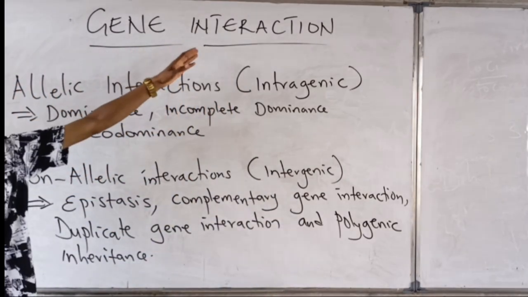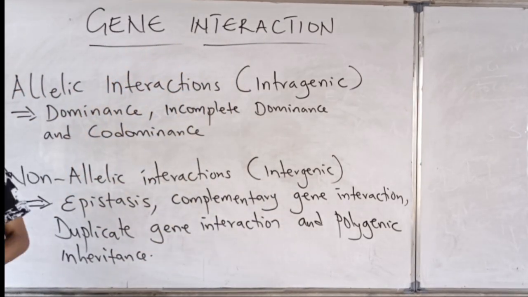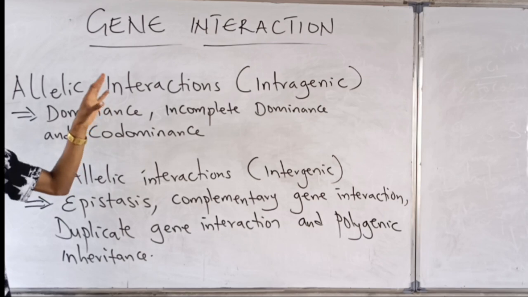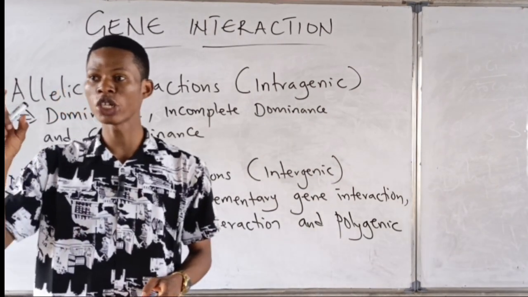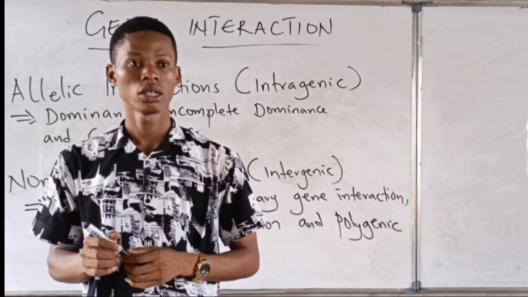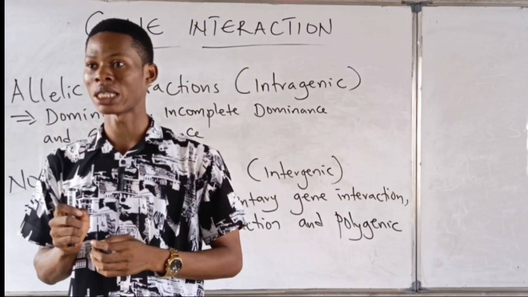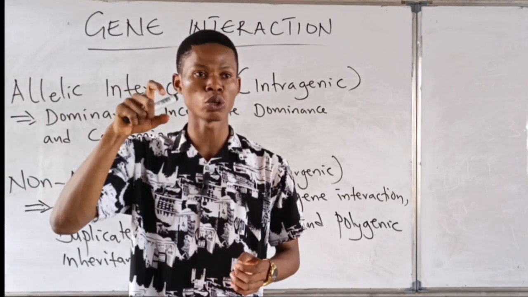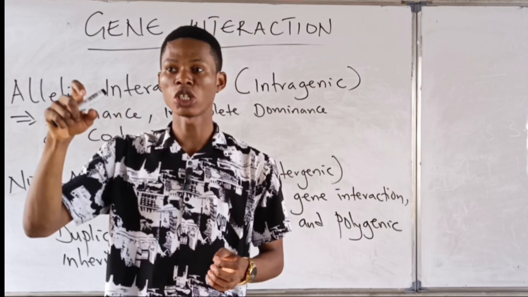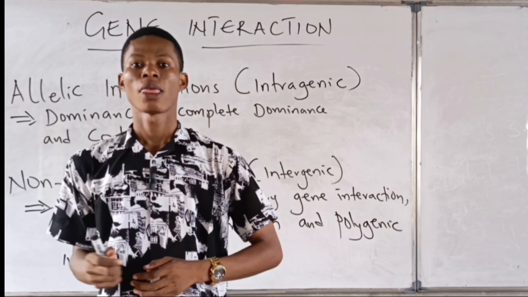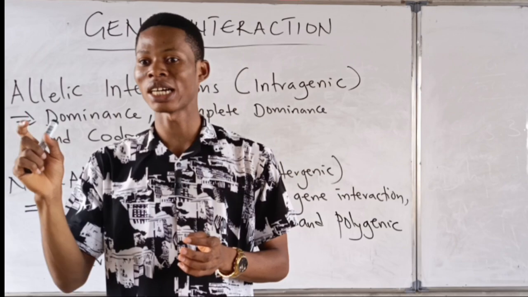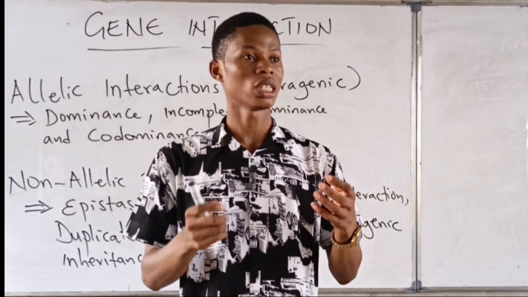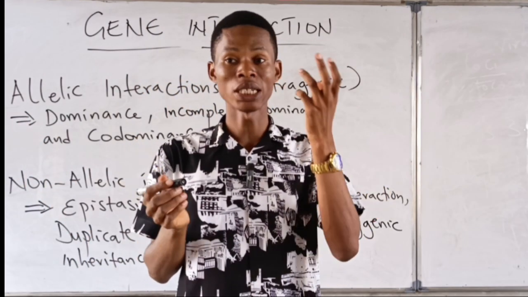Considering gene interaction, and before we look at it in depth, recall that a gene is a unit of inheritance, right? A gene is a unit of inheritance, and a gene is found on what? A gene is found on the chromosome, is it not? And I said that a gene, as a unit of inheritance, is what controls inherited traits.